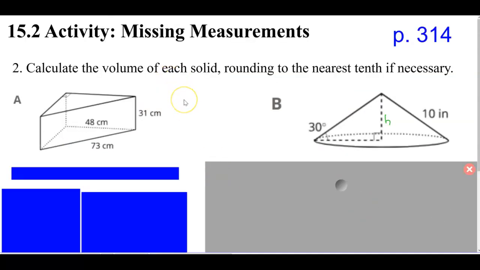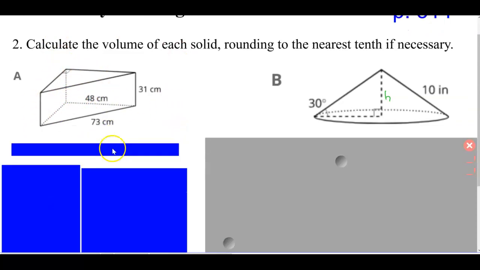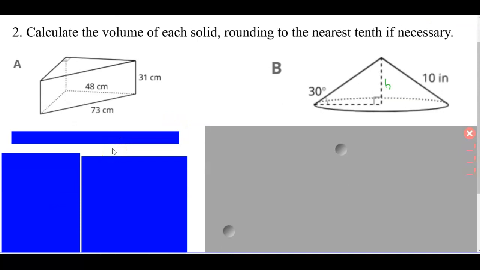All right, page 314, number 2. We'd like you to calculate the volume of each solid, rounding to the nearest tenth. You'll notice we do have a missing piece here that you'll have to find. So go ahead and hit pause, and you can work through this one.